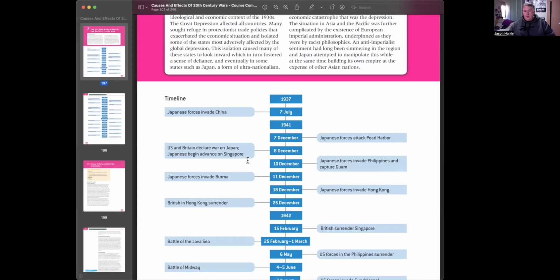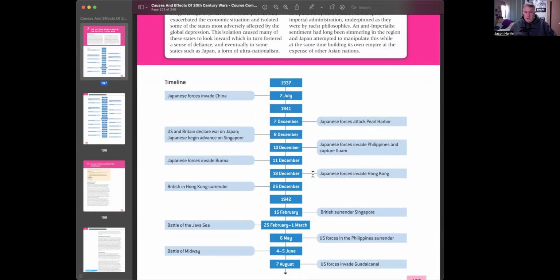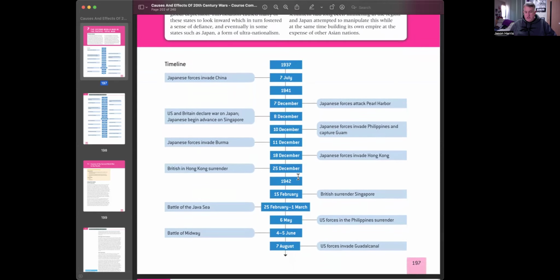Japan has already laid out all the plans for December, and they're quickly going to take over a huge region of the Pacific. They advance on Singapore, they invade the Philippines and capture Guam, Burma, which is now Myanmar, Hong Kong. British and Hong Kong surrender by Christmas of that year, and then we're into 1942. So it takes a while for a country to ramp up. The Pacific Ocean is very large. Let's never underestimate that.